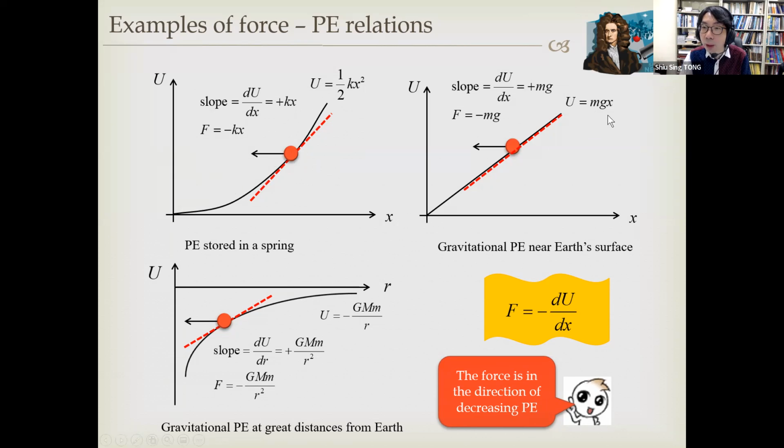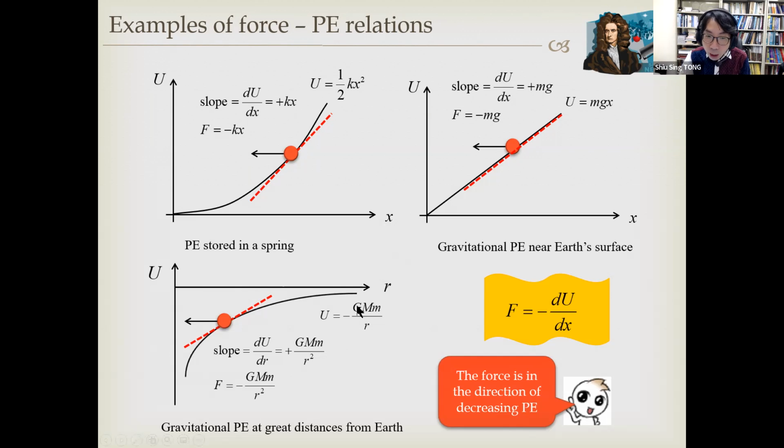And similarly, if you have the gravitational potential energy near the surface of the Earth, which takes the form of mgx, then after taking the derivative and adding a minus sign, you have the force equal to minus mg, which is of course the downward force of gravity.